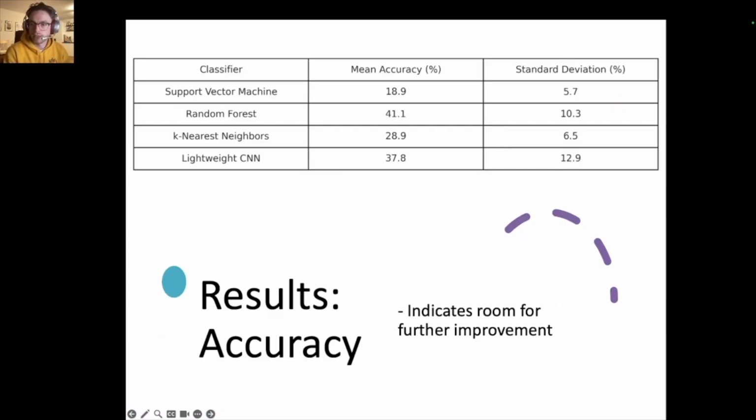Here you can see the cross-validation accuracy results from all the models tested. Random Forest achieved the best overall performance with a mean accuracy of 41.1% and a standard deviation of 10.3%, suggesting a strong and relatively stable model. The lightweight CNN followed closely with a mean accuracy of 37.8%, showing promising results despite slightly higher variability. K-nearest neighbor reached 28.9% and the support vector machine had the lowest performance at 18.9%.